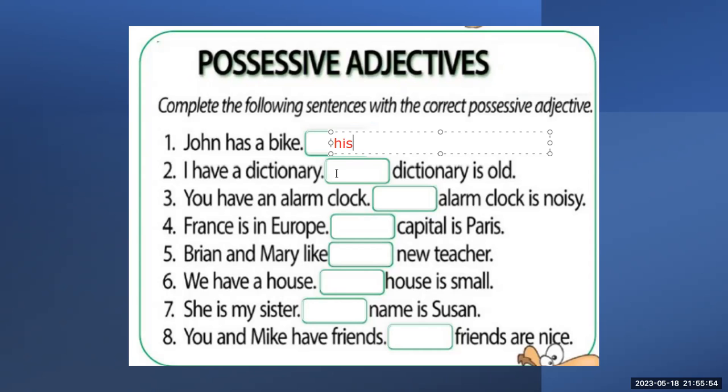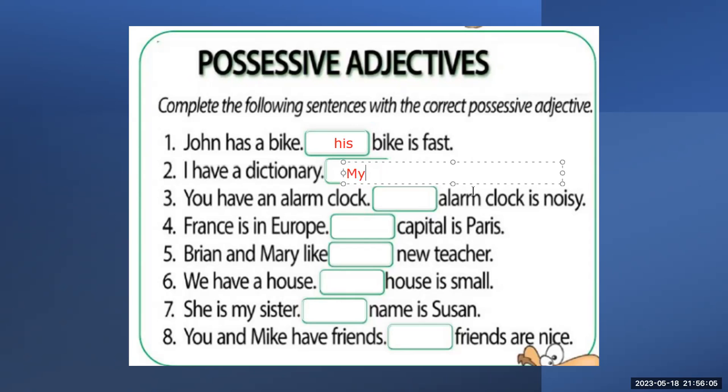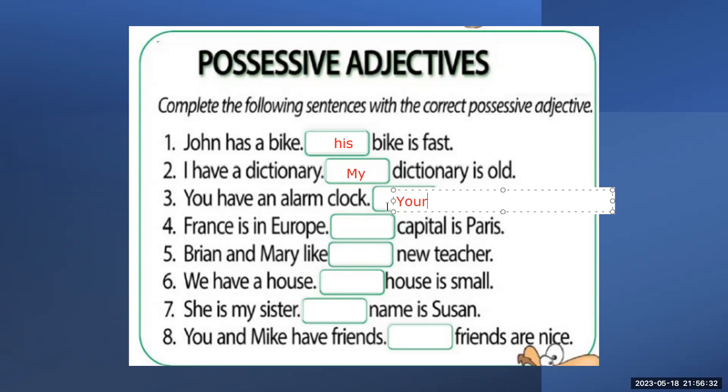Okay, somebody else. Number two, someone else. I have a dictionary. My dictionary is old. Number three. You have an alarm clock. Your alarm clock is noisy. Repeat the game here. Your. Sure, right? Okay. Yes.